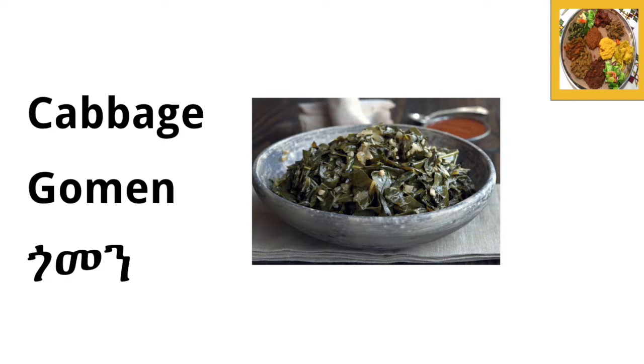So next, we have Gomen. Gomen is essentially an Ethiopian version of collard greens. So yeah, I have a picture here. It's called Gomen. And so you can have Gomen prepared with meat or without meat. It just depends on how you ask for it. Yeah, Gomen. It's like an Ethiopian collard greens almost.